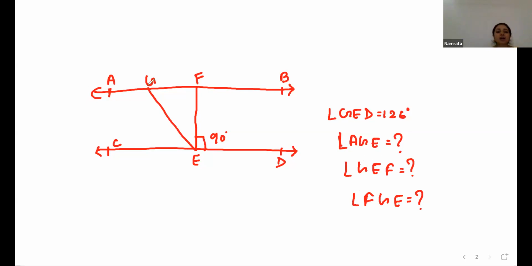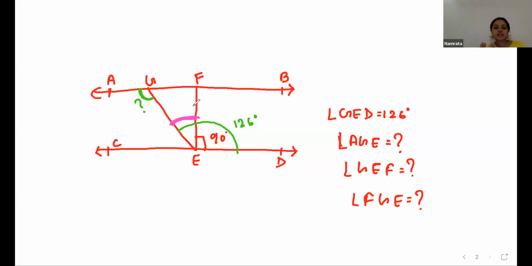So GED, let me mark it, GED, the total angle is given, 126. What is asked? AGE, this angle is asked in the question, this one. All right, GEF. GEF, very simple. We can find it very easily. Can you see this GEF? This much we can find easily.